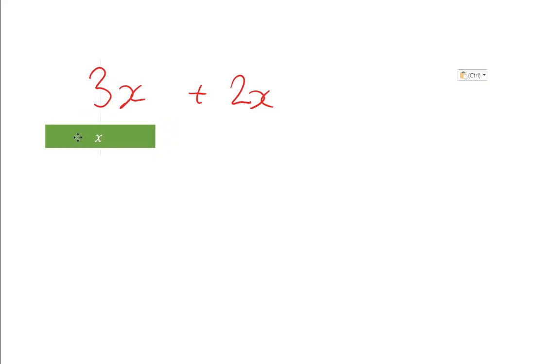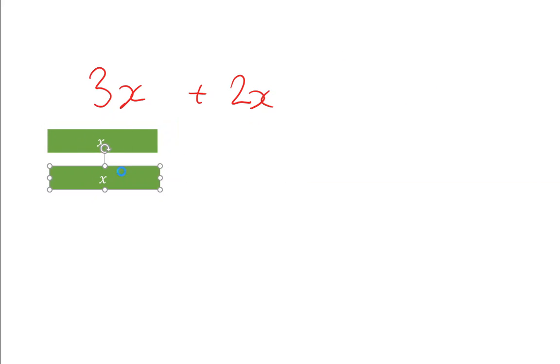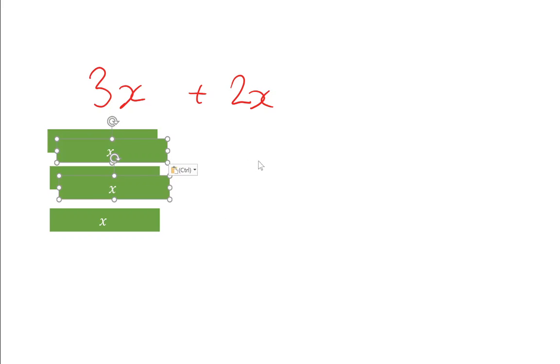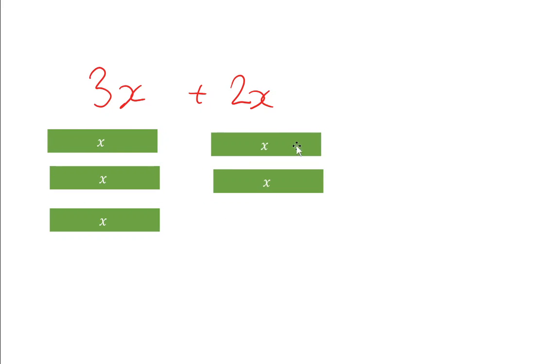Now we might have 3x add 2x. So if we wanted to visualize what is 3x plus 2x, well, the 3x is just 3 of these. So we've just got 3 of these for the 3x, and for the 2x, that's just 2 of these. So there's 2 of them for the 2x. So we're just adding together those 3x and those 2x, and we should be able to see that the answer is going to be 5x.